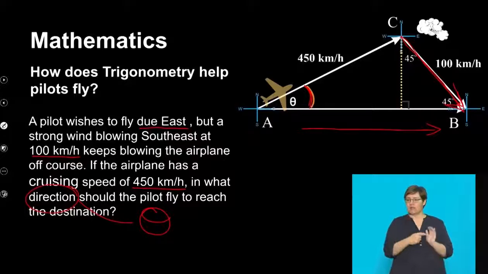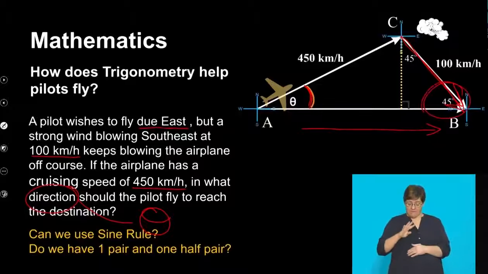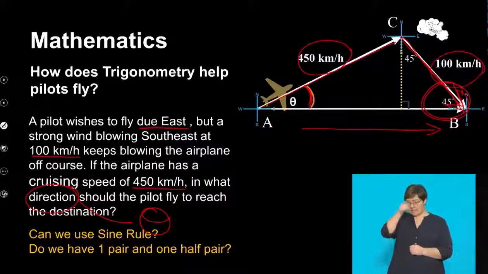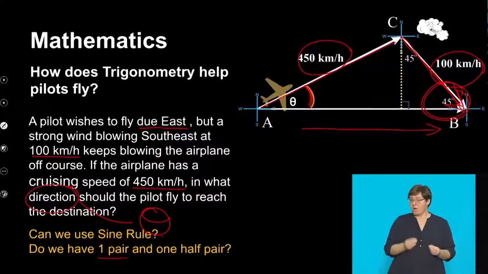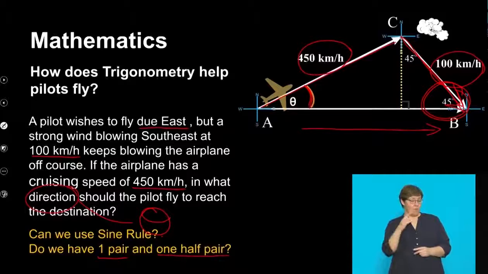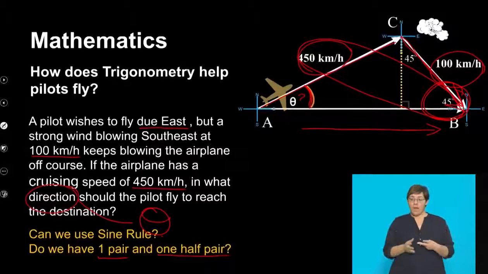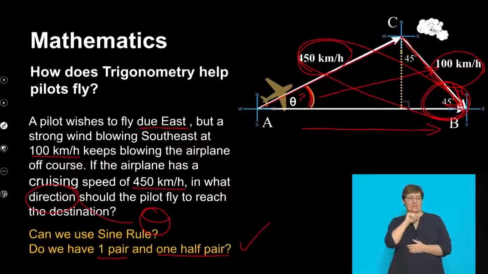Okay, so let's look at this diagram a little bit closely. What are we given in this diagram? We're given this angle 45, so we're given one angle, and we're given this side 450 kilometers per hour, and we're given this side 100 kilometers per hour. So, we've got two sides and an angle. Can we use the sine rule? Do we have one full pair and one half pair? There's our full pair. We want to find theta, and we have the side across it. So yes, we can use the sine rule.